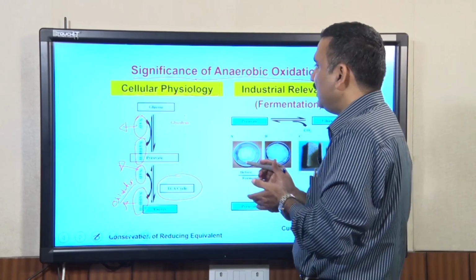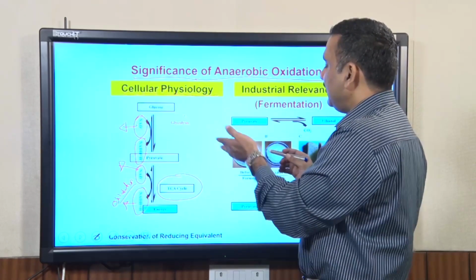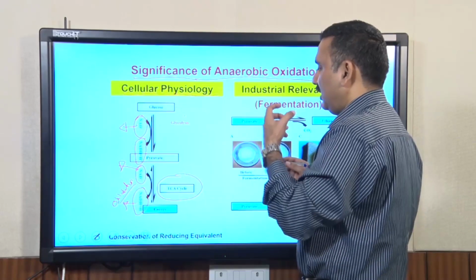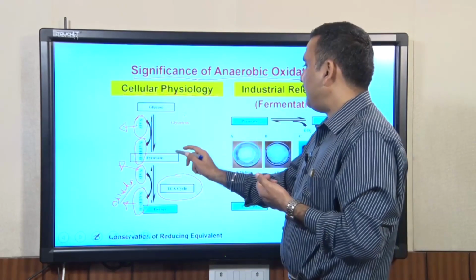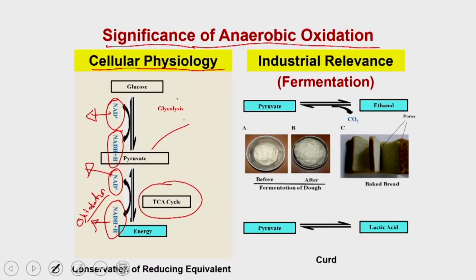So, because of that, what happens is the cell is going with a loss making policy, where the pyruvate is getting converted into the lactate, and the pyruvate is getting converted into alcohol. And in these two processes, what is happening?